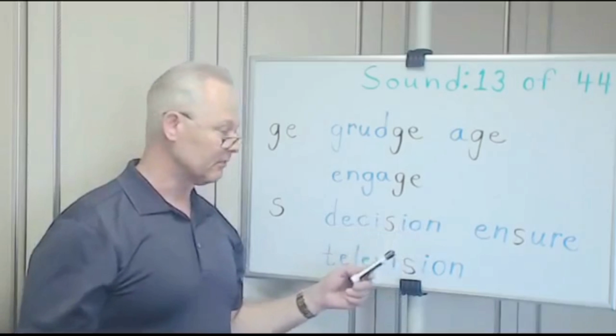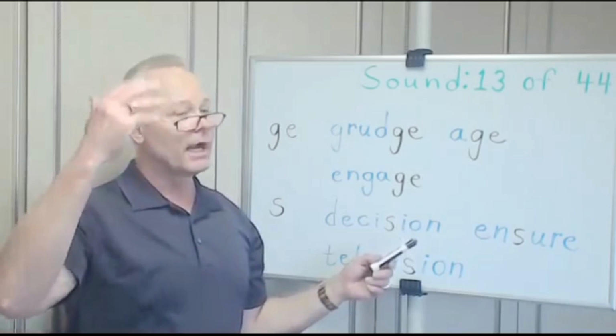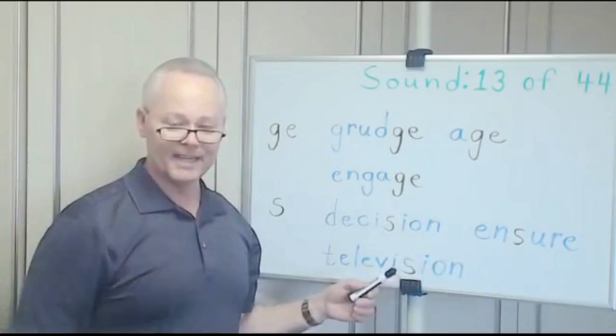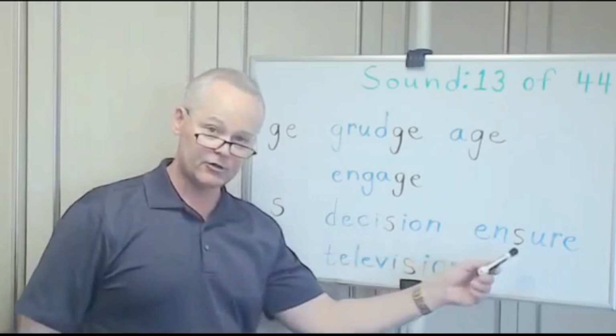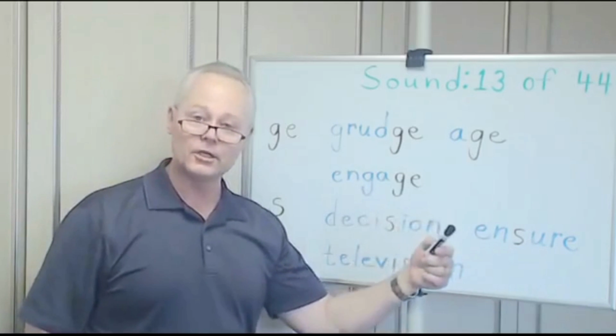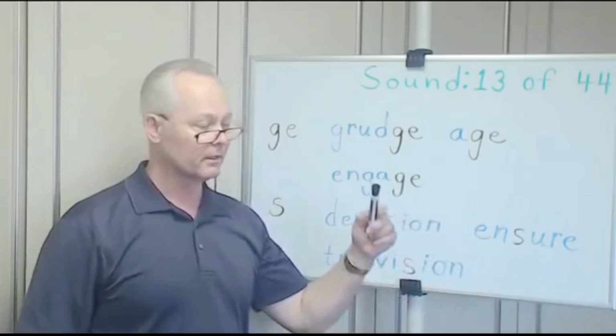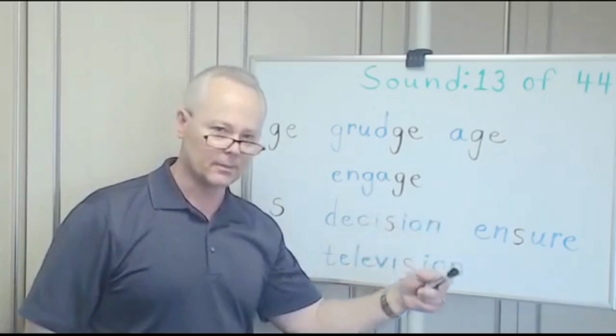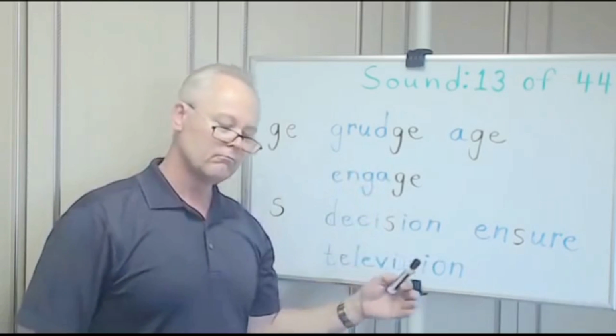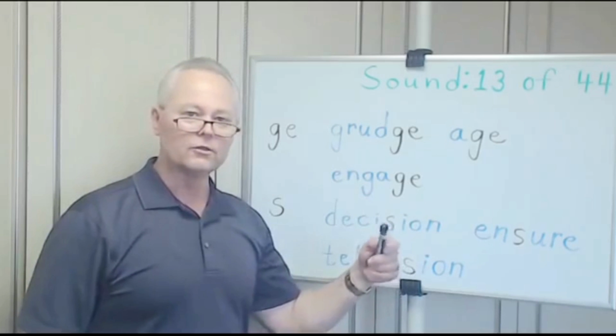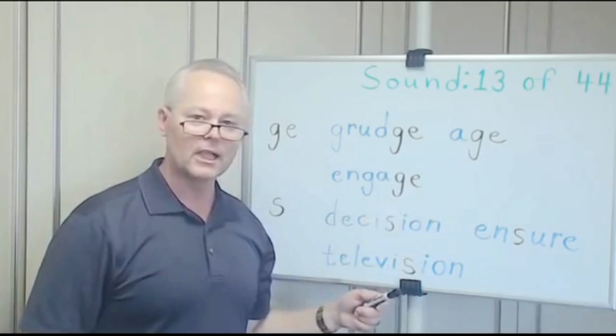Decision. A decision. You make up your mind to do something. You have made a decision. Ensure. You want to be certain that something's going to happen. So you double check. You ensure that your car is full of gas so you can get to work on time tomorrow.